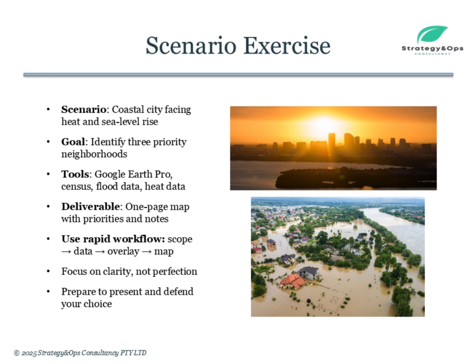Your deliverable: a one-page priority map that clearly marks the 3 highest risk neighborhoods. Color code them by risk level. Add brief notes explaining why each one is a priority. Include simple summary statistics showing how many people, homes, or key facilities are exposed.